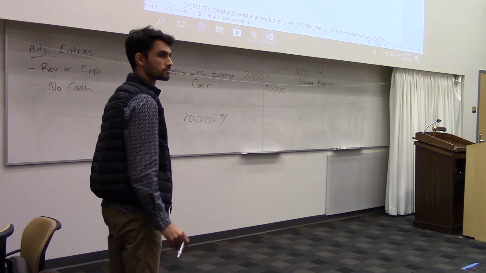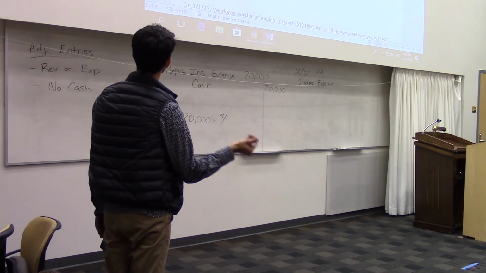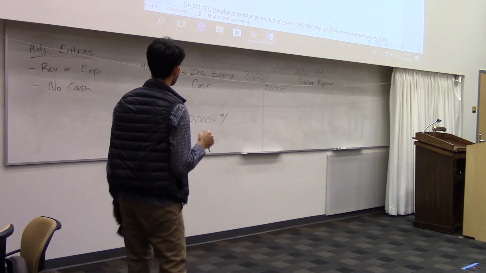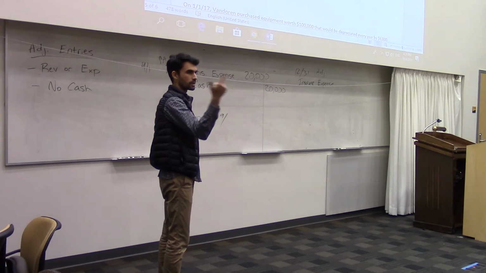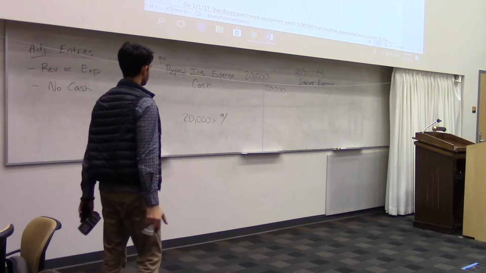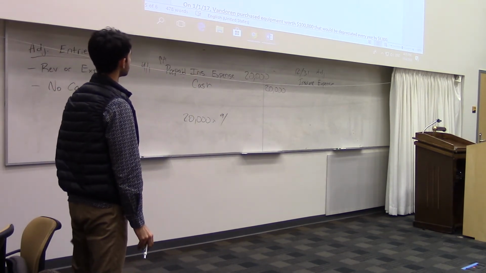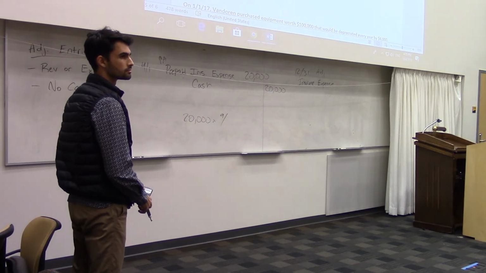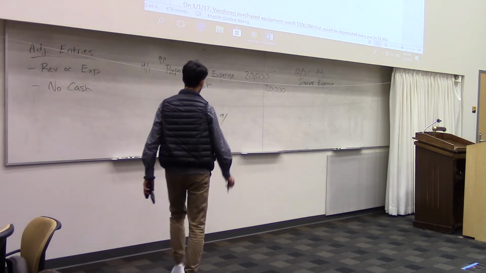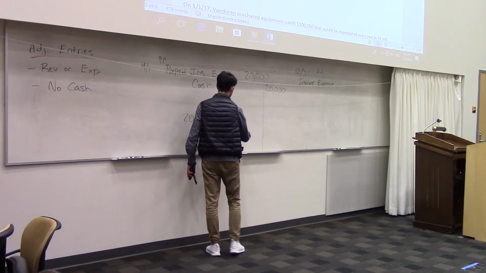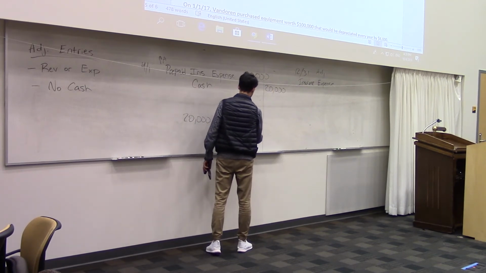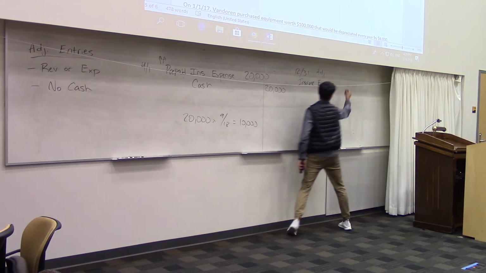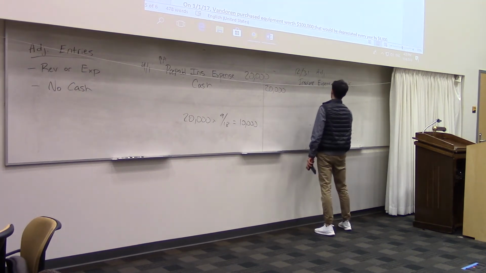Would be 8 months? April, May, June, July, August, September, October, November, December. No, 9. So maybe you're missing April. April, May, June, July. 9 out of 18, so it's 10,000. Yep, 9 out of 18. You got it. So it's not 12 because we have insurance for 18 months. 10,000, so our insurance expense is 10,000.